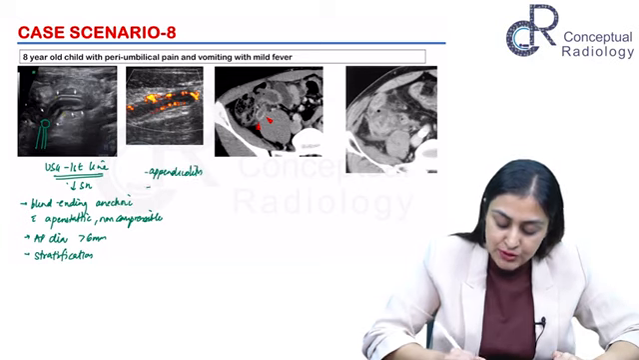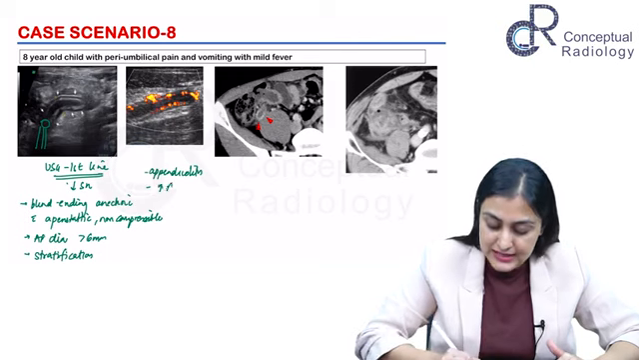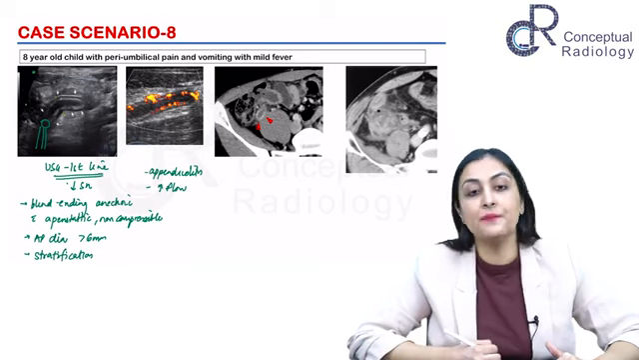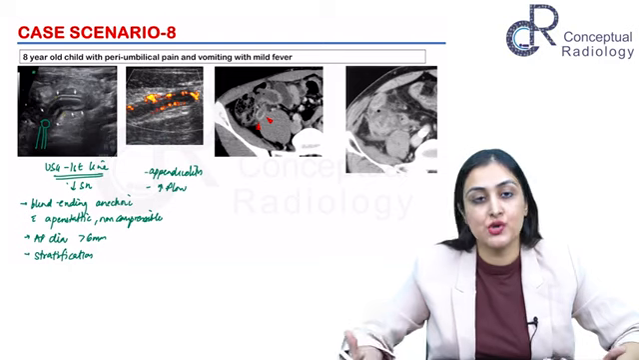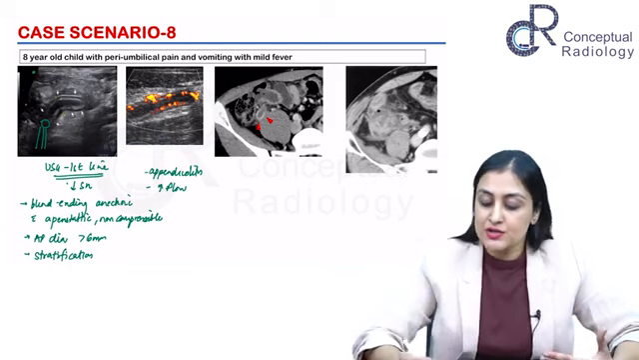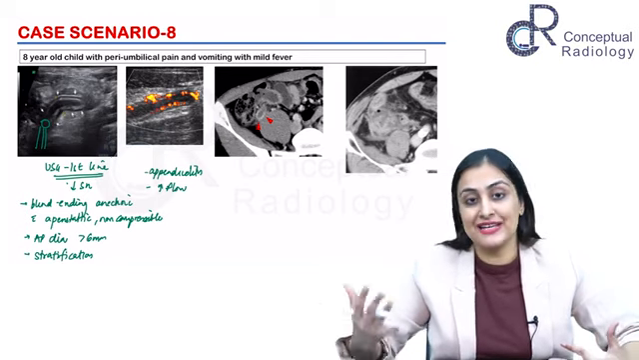And if you do a Doppler, a power Doppler is being shown to you in this study, there is going to be increased flow, right? So there's going to be increased vascularity because of the inflammation. So when you see all of these findings, you are damn sure that you're dealing with a case of acute appendicitis. But it's not something that you will see in a lot of cases very easily.